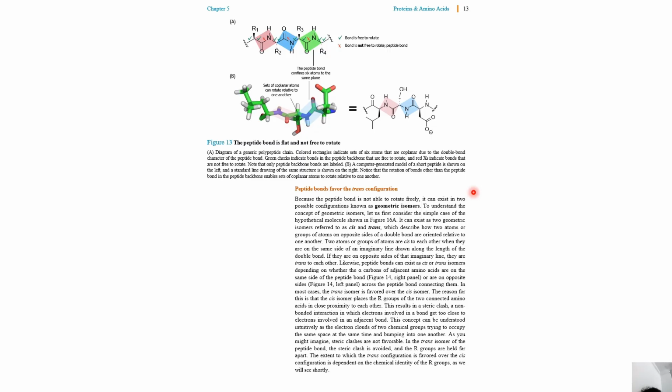This concept can be understood intuitively as electron clouds of two chemical groups trying to occupy the same space at the same time and bumping into one another. As you might imagine, steric clashes are not favorable. In the trans isomer of the peptide bond, the steric clash is avoided and the R groups are held far apart. The extent to which trans configuration is favored over the cis configuration is dependent on the chemical identity of the R groups, as we will see.